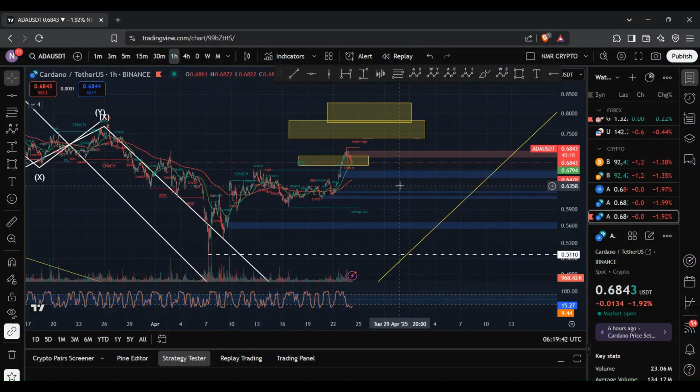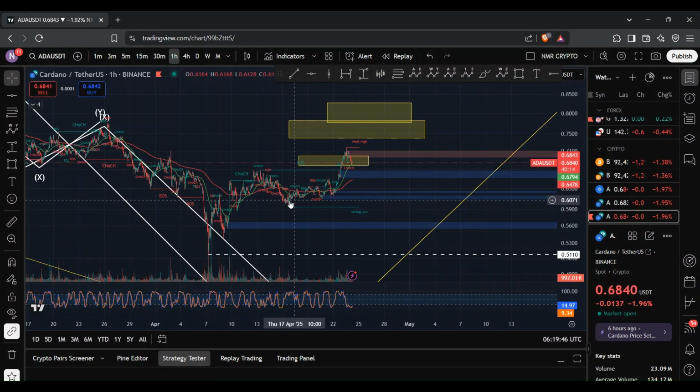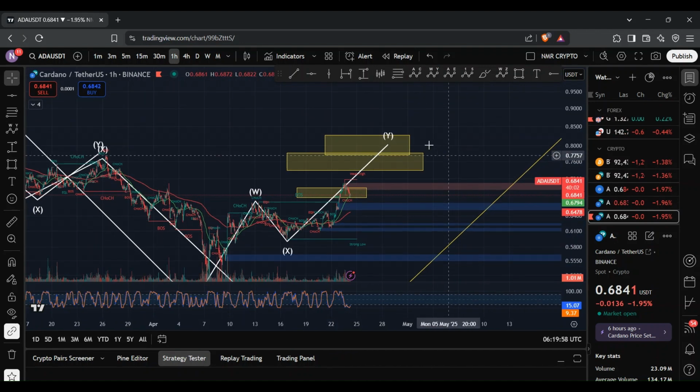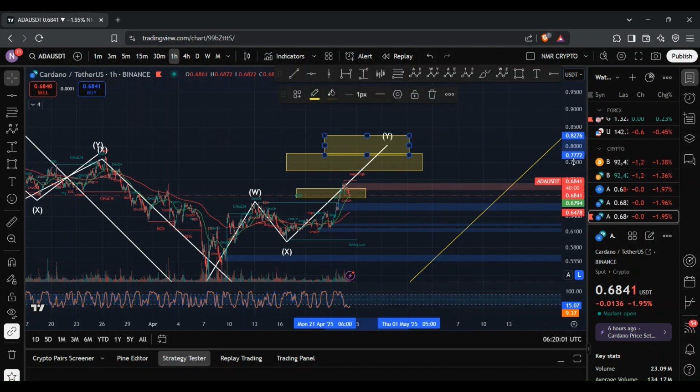So Cardano ADA is currently retracing and retesting the 50 EMA following this nice surge to the upside. And in my previous video, I talked about how there are three potential setups, one of which was a WXY structure, where we're looking for ADA to potentially tap into this region here between 77.72 cents to 82.76 cents.